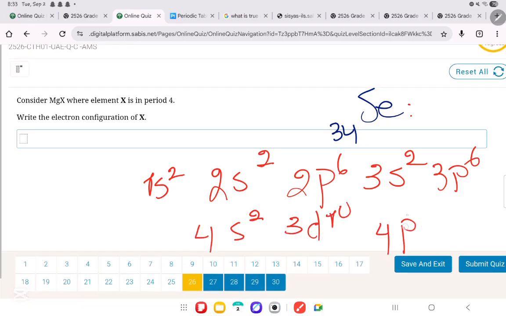If you add all of the electrons together, what will you get? You will have 2 plus 2 plus 6 plus 2 plus 6 plus 2 plus 10 plus 4. You will get a total answer of 34 electrons.